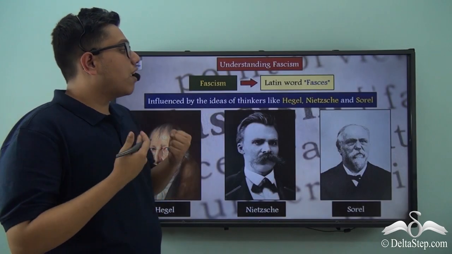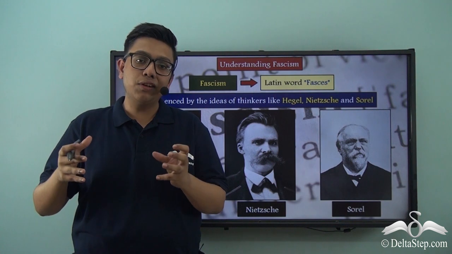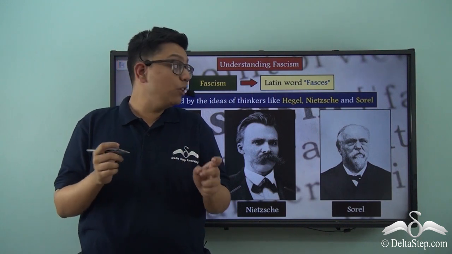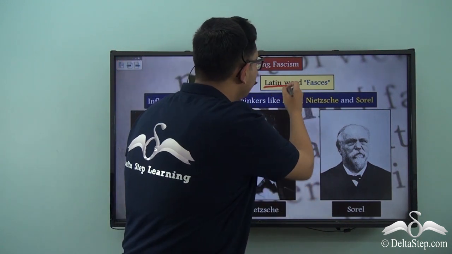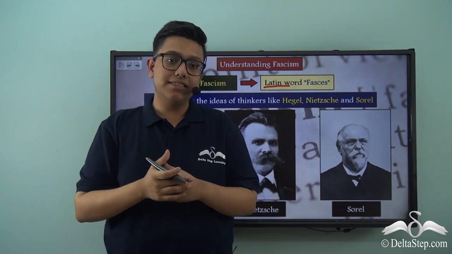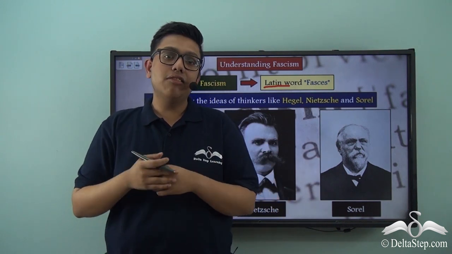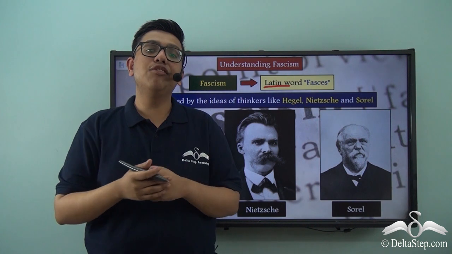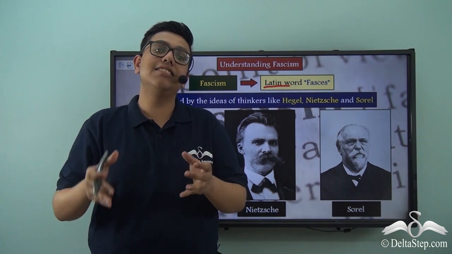So therefore, we saw that fascism was derived from the symbol of authority, which was the fasces, which happened to be a Latin word which meant being bound together or being united. Now, later on, this led to the Italian word fascio, and therefore fascism.